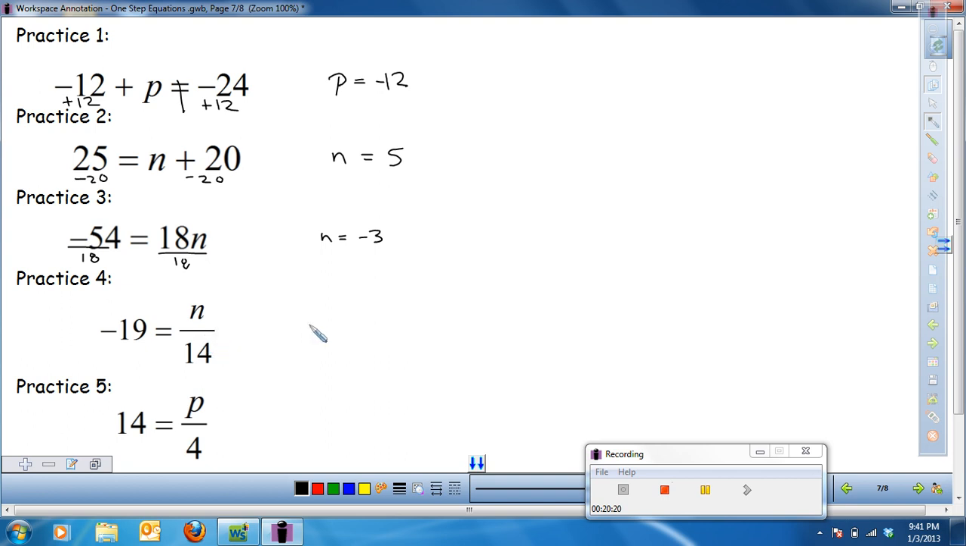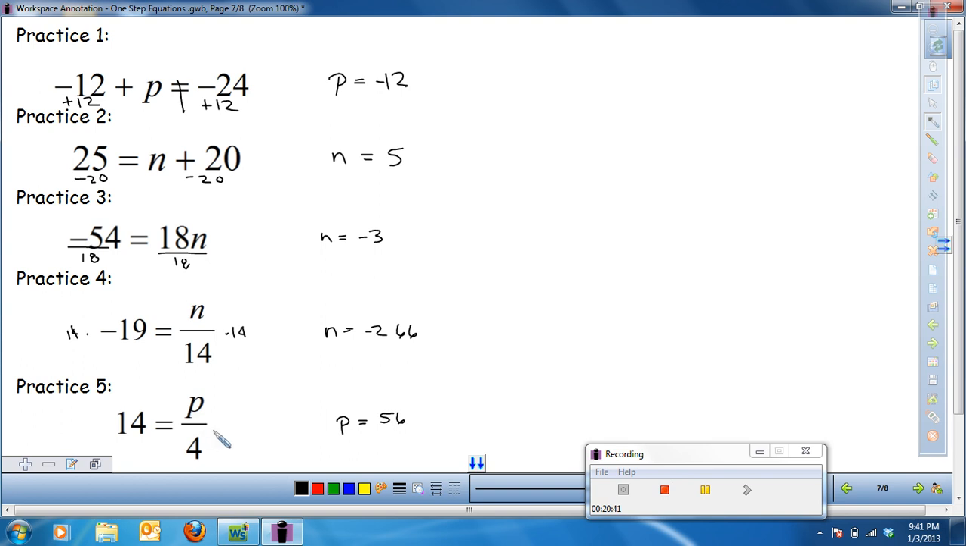In this next one, you should have gotten that n was negative 266. Remember, to undo divide by 14, we're going to multiply both sides by 14. And on this last one, we should have gotten that p was positive 56.